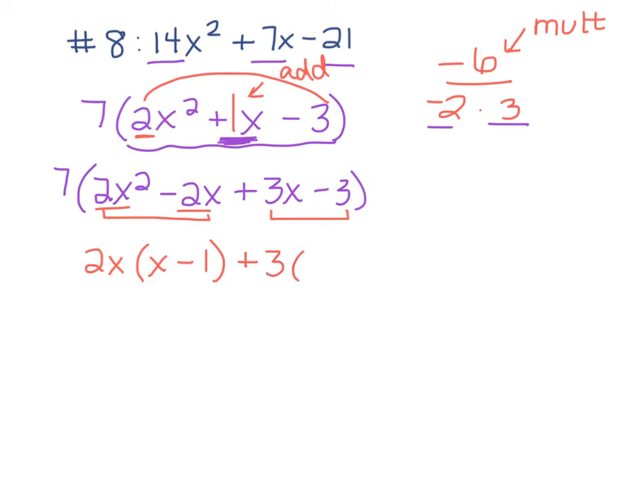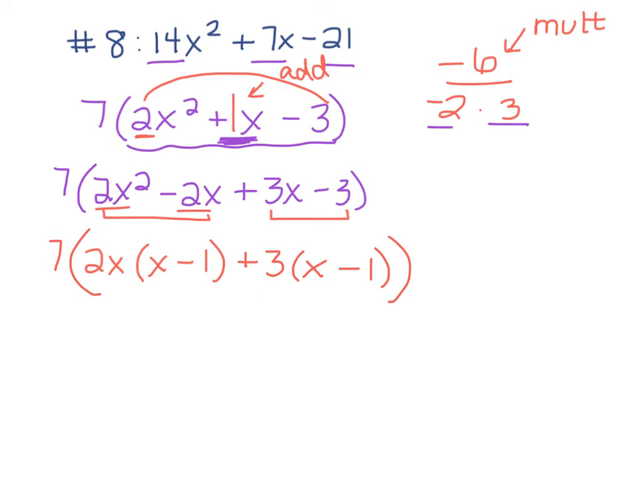And then if I take a 3 out of 3x, I'm left with just x. And if I take a 3 out of negative 3, I'm left with just a minus 1. Okay? And all of this would still have that 7 hanging around down in front. So like I said, if that 7 confuses you, you can wait till the end and just stick it back in, but you really have to make sure that you don't forget it.